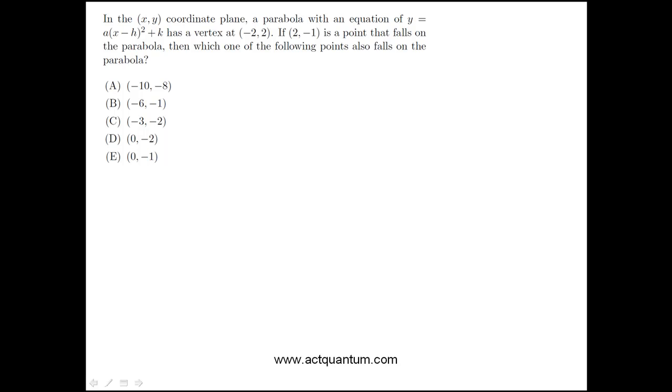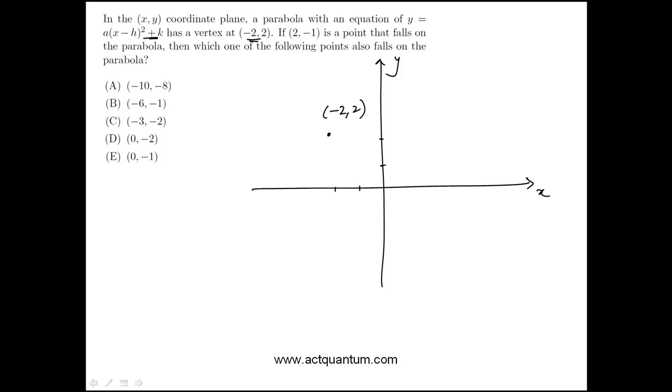So here we're given the general equation of this parabola, and we're told that the vertex is (-2, 2). So I'll draw it out qualitatively in the xy plane. (-2, 2) would be somewhere here. So that's the vertex. We're also told that the point (2, -1) falls on the parabola.